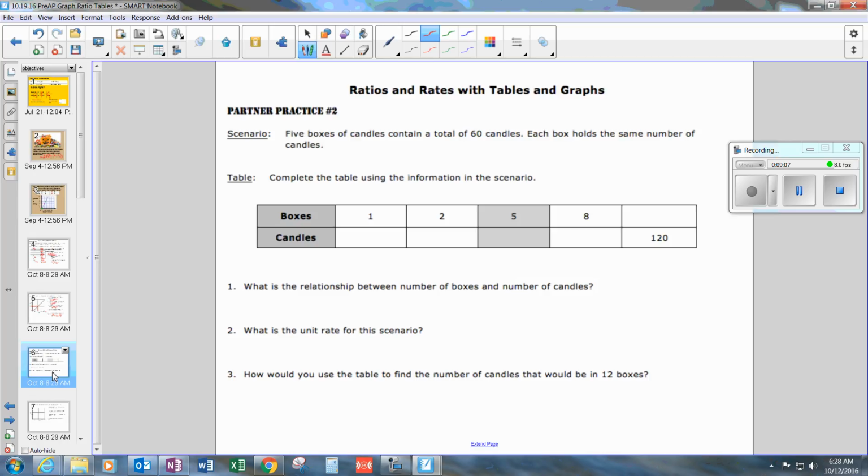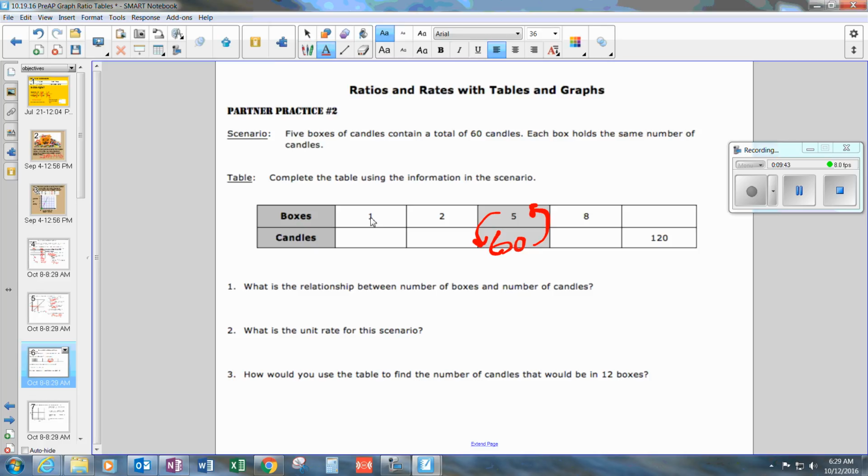So 5 boxes of candles contain 60 candles. Each box holds the same number of candles. Complete the table. I can do it between or within. How do I turn 60 candles to 5 boxes? I can divide by 12. Or how do I turn 5 boxes to 60? I can multiply by 12.